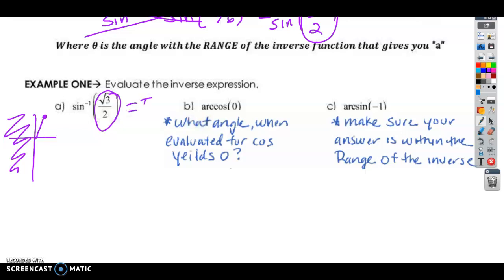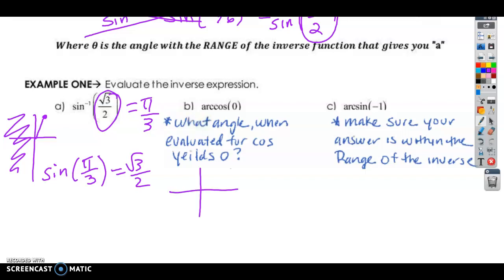So in other words, the sine of pi over 3 is root 3 over 2. So you're just working backwards. Let's go to B. So what angle, when evaluated for cosine, yields 0? So we need to find the angle.